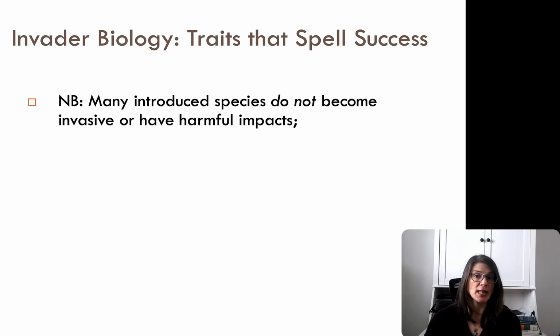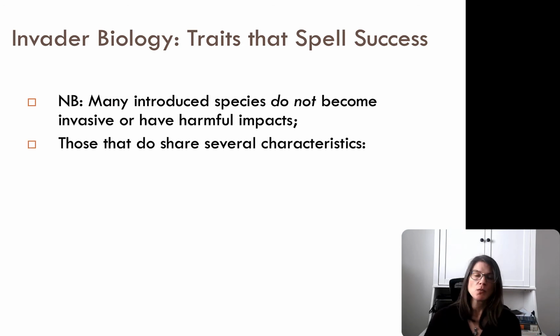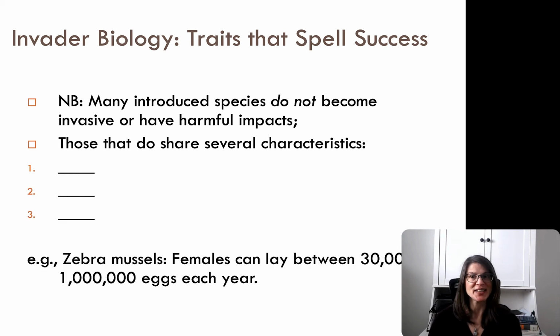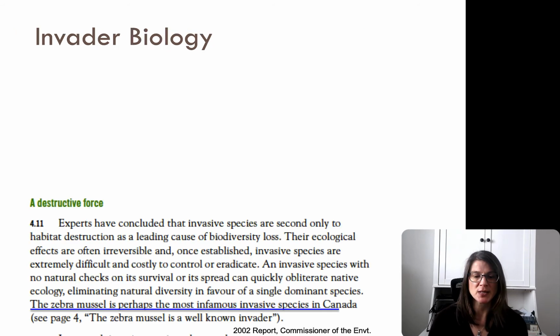But if we could come up with some traits that spell success, I suppose that would help us to predict invasion likelihood. What are the characteristics? Maybe you can jot them down and think about them. Here's a little hint. Zebra mussels, females can lay between 30,000 to 1 million eggs each year. So zebra mussels, one of the most infamous species in Canada to become an invader.